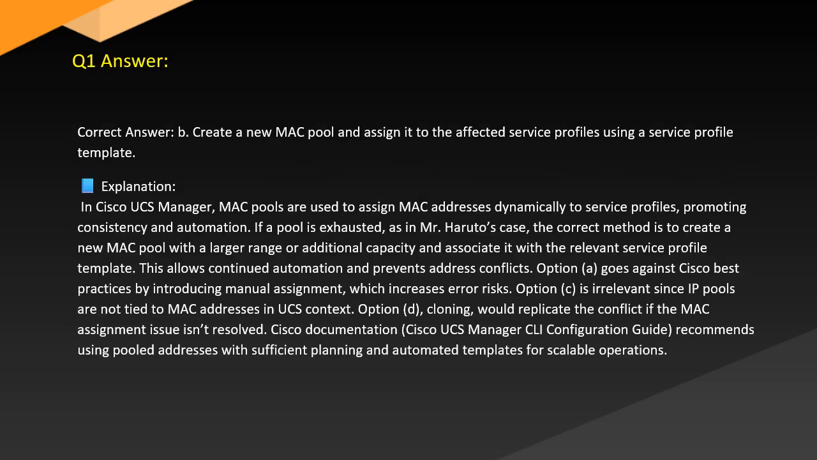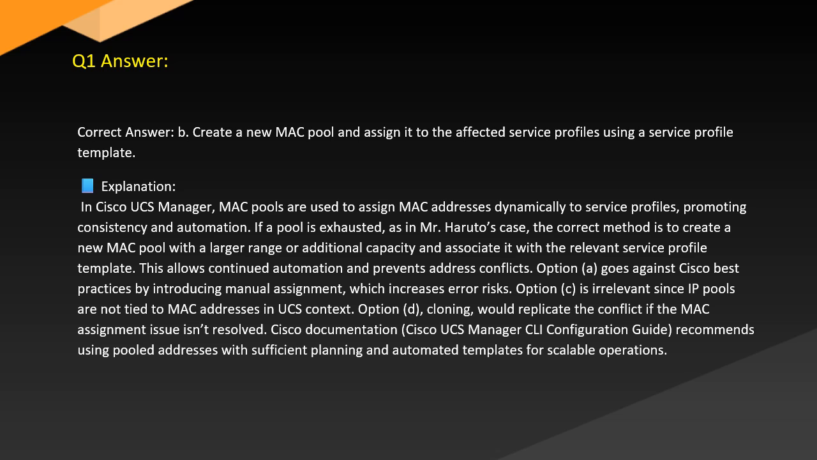Answer. Correct answer: B. Create a new MAC pool and assign it to the affected service profiles using a service profile template. Blue Book explanation. In Cisco UCS Manager, MAC pools are used to assign MAC addresses dynamically to service profiles, promoting consistency and automation. If a pool is exhausted, as in Mr. Haruto's case, the correct method is to create a new MAC pool with a larger range or additional capacity and associate it with the service profile template. This allows continued automation and prevents address conflicts.